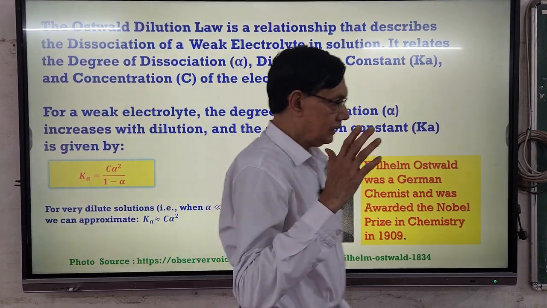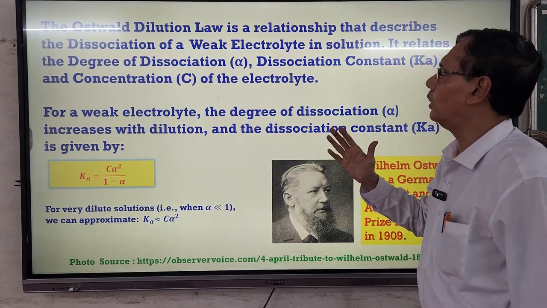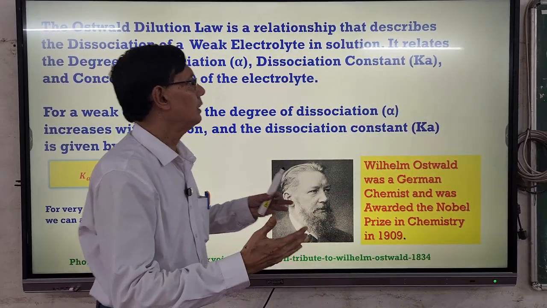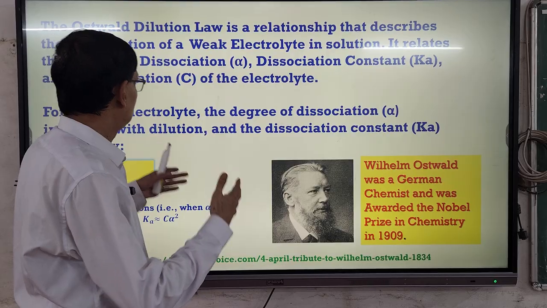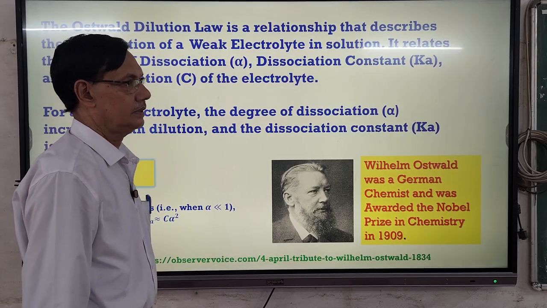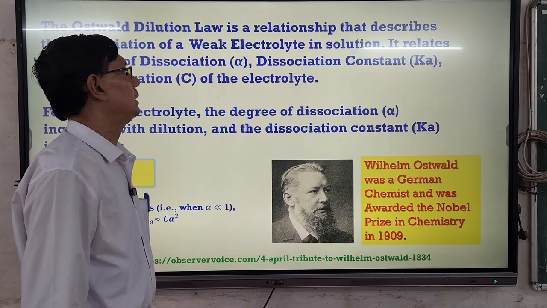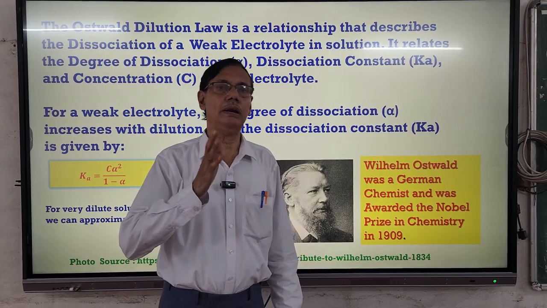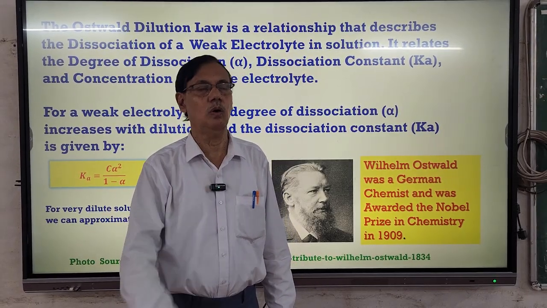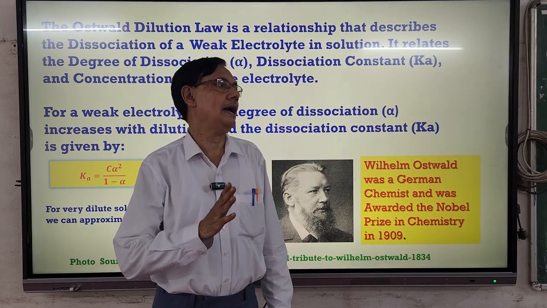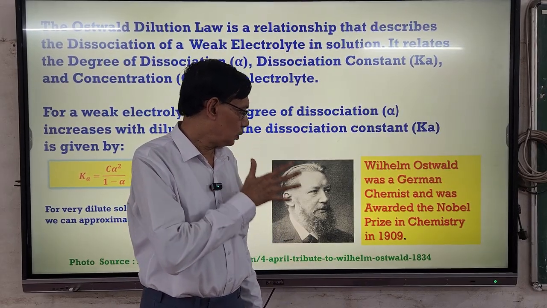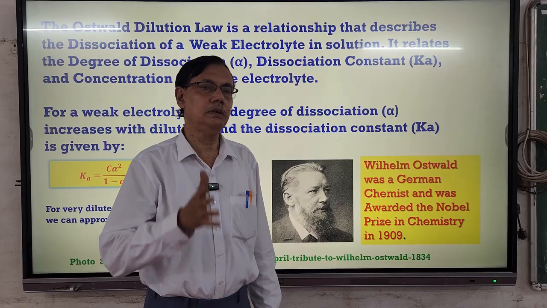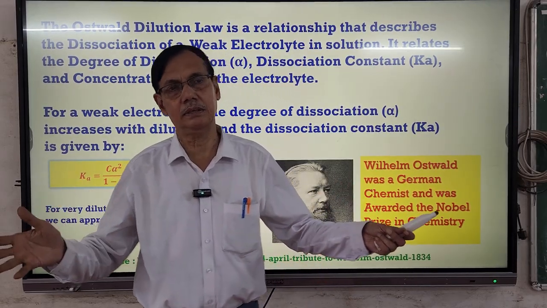So now what is the actual definition of Ostwald dilution law? So the Ostwald dilution law is a relationship, I will explain it to you now, between the dissociation of a weak electrolyte, and it relates the degree of dissociation and dissociation constant. If you ask me, sir, what is the most important application of this Ostwald dilution law? I will tell you that with the help of this Ostwald dilution law, you can determine the dissociation constant of any weak acid or base.